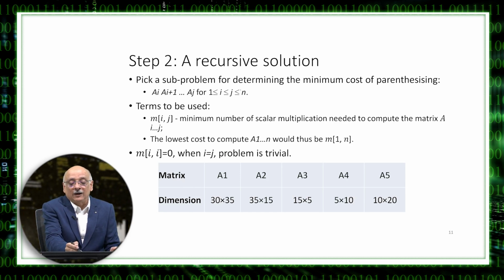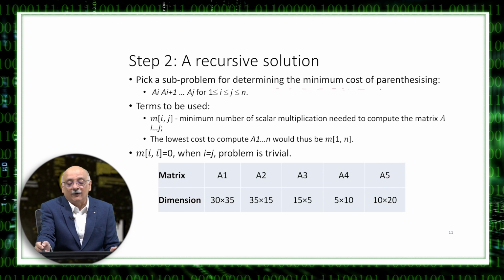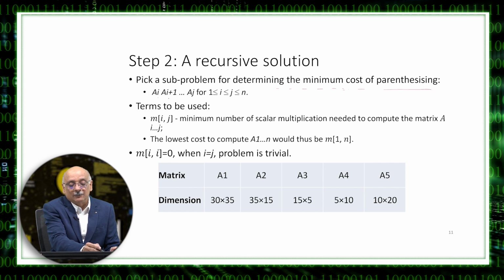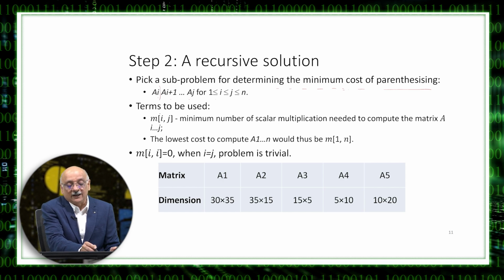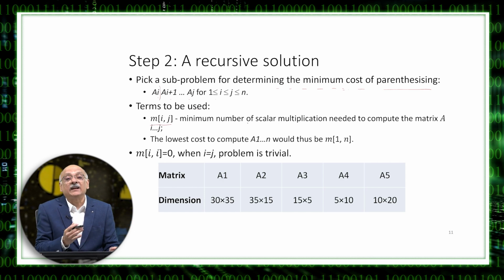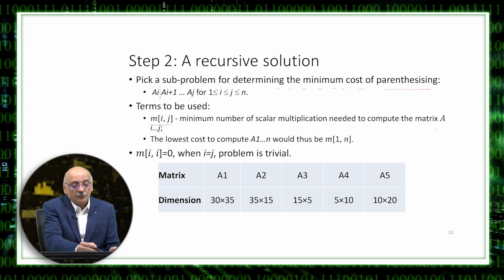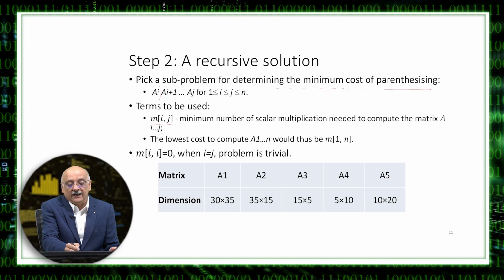So pick a subproblem of determining the minimum number of parenthesizing: A1 multiplied till Ai, Ai+1 to Aj. Suppose this is the place where we are trying to break it. What terms will we be using? Mij is the minimum number of scalar multiplications needed to compute the matrix Ai till Aj. This is already known, and the lowest cost to compute A1 to An would be M1n.